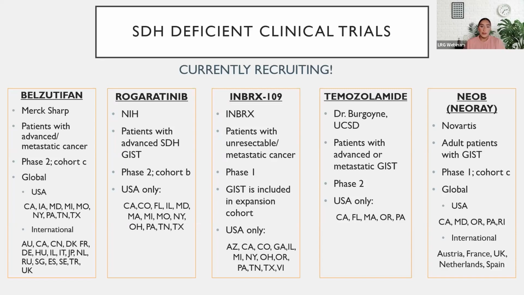Next is rogoratinib, which is a trial by the NIH, National Cancer Institute, that is a phase 2 trial studying the efficacy of the drug in sarcoma. The trial has 2 cohorts, each for a different type of sarcoma. Cohort A is for patients with an alteration in FGFR, which is fibroblast growth factor receptor, and cohort B is for patients with advanced SDH deficient GIST. The trial's objective is to estimate the progression-free survival, as well as assessing safety and tolerability.